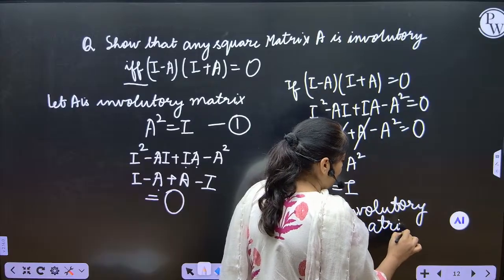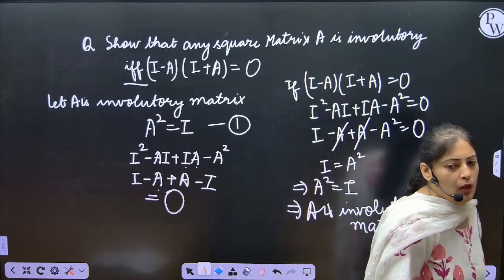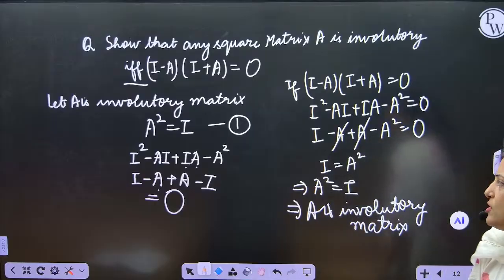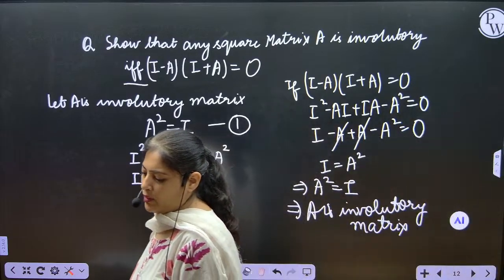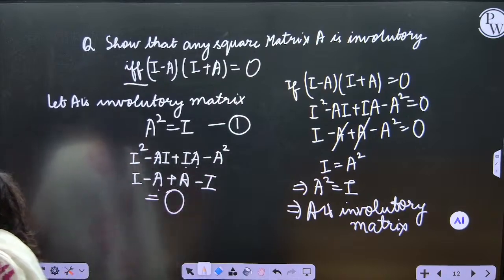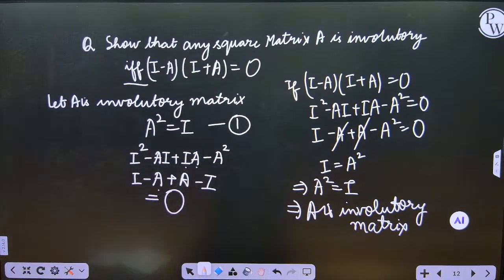So these are the kinds of things we have to do: orthogonal, nilpotent, idempotent, and involutory. We'll do more things, but time is over right now.